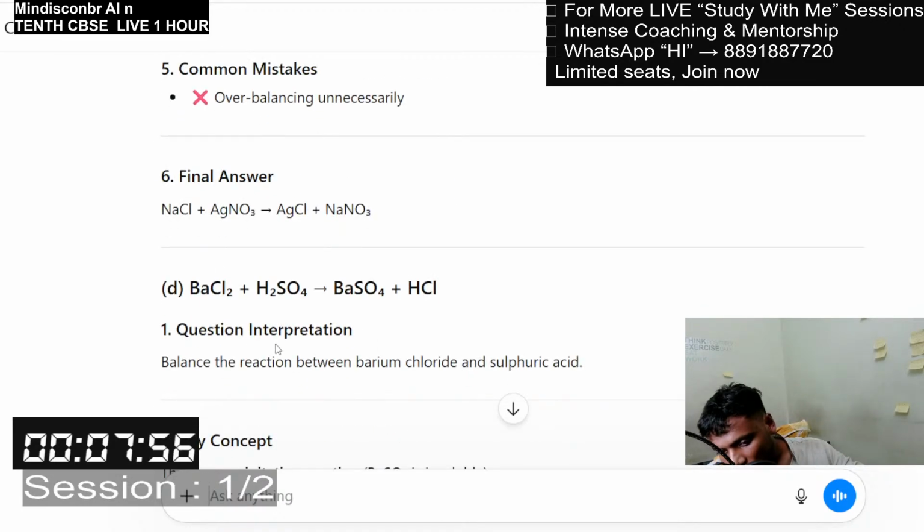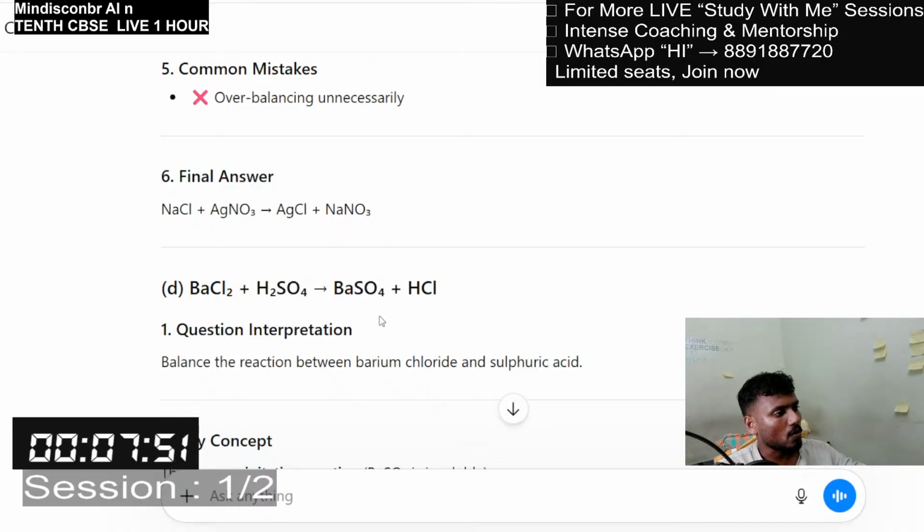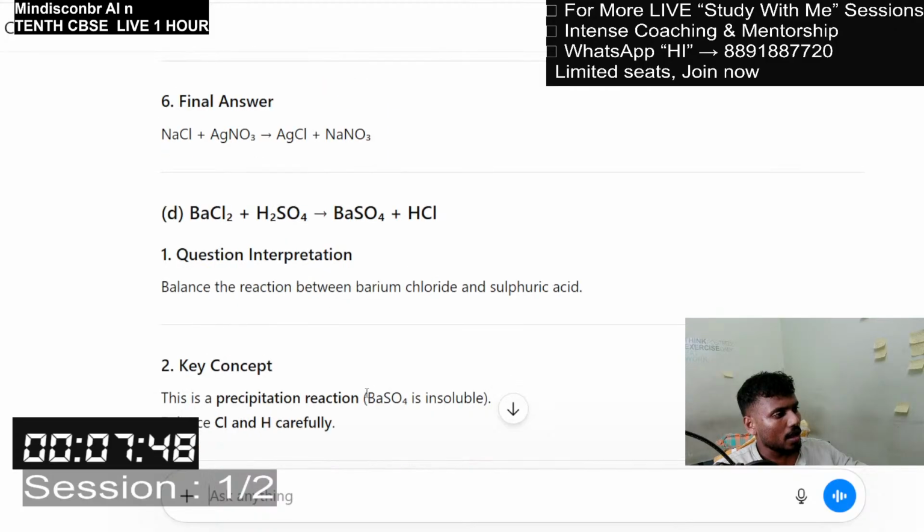And the last one is BaCl2 plus H2SO4 gives BaSO4 plus HCl. Balance the reaction between barium chloride and sulfuric acid. Here the number of atoms of barium is the same, 1, and the number of atoms of chlorine is 2. Since SO4 is taken as 1 unit, SO4 is the same here and here. Here 2 chlorines are there, so we can say 2 HCl. So there will be 2 chlorine atoms and here also 2 chlorine atoms.